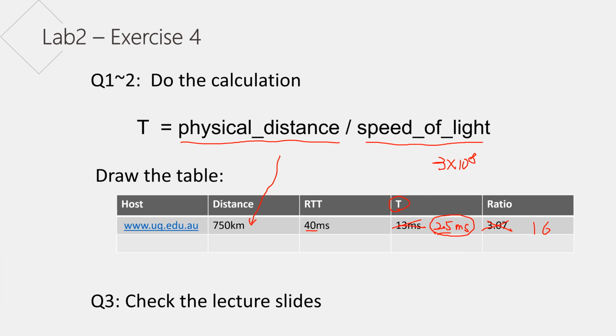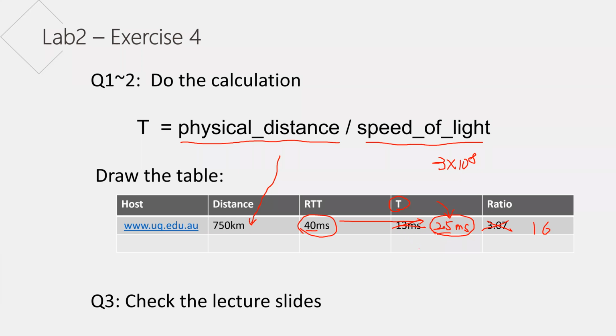If someone tells you in the future they can send a packet to Queensland in 1 point something millisecond, you may think that's not true, unless they can break the speed of light. So currently this is our maximum speed to reach Queensland. And why is the RTT so high compared to the theory value? It is 16 times the theory value. So what's the reason for that?